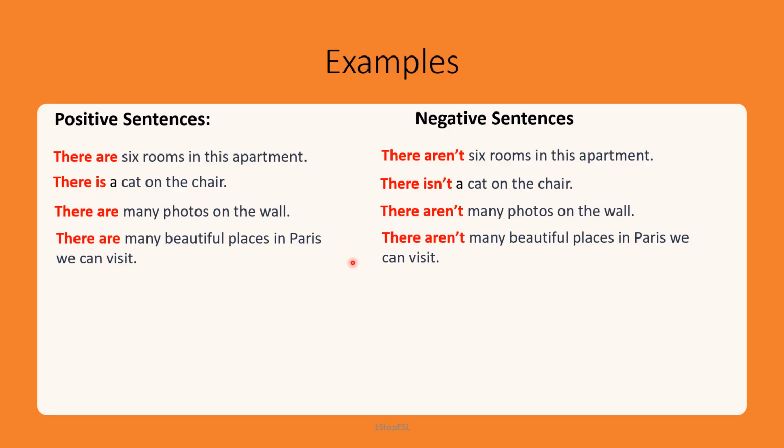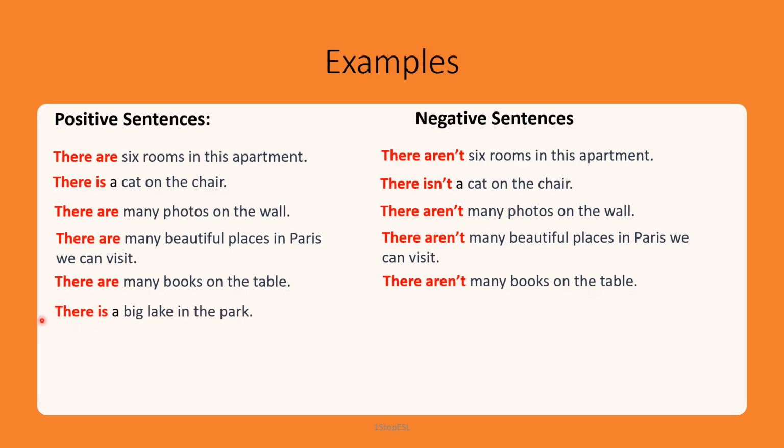That's not true. There are many beautiful places. There are many books on the table. There aren't many books on the table. There is a big lake in the park. Negative. There isn't a big lake in the park.